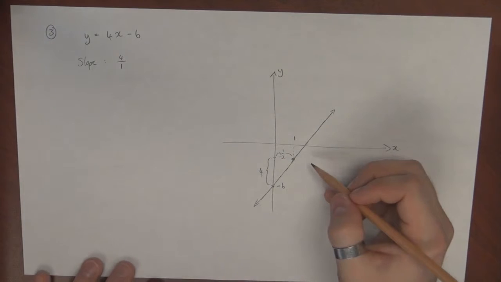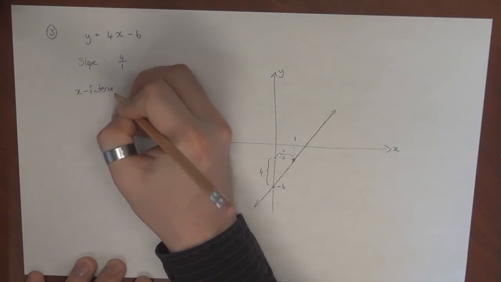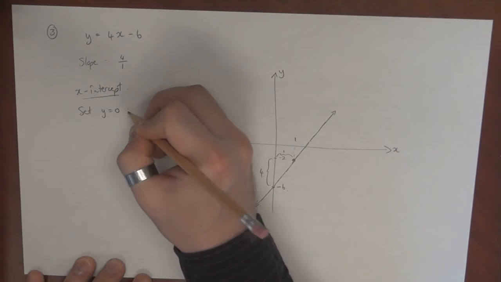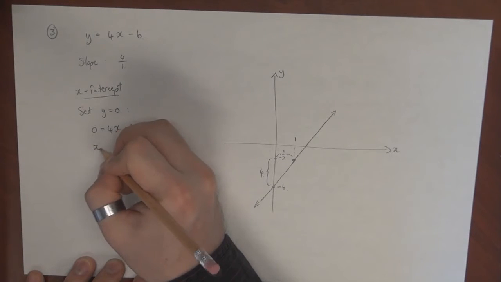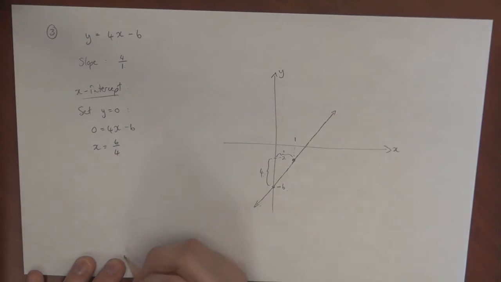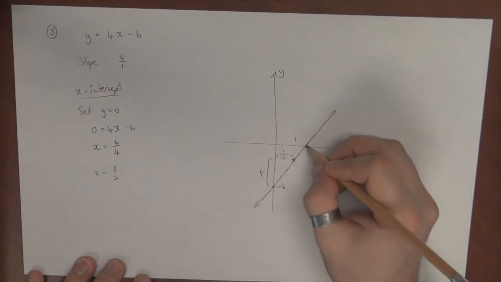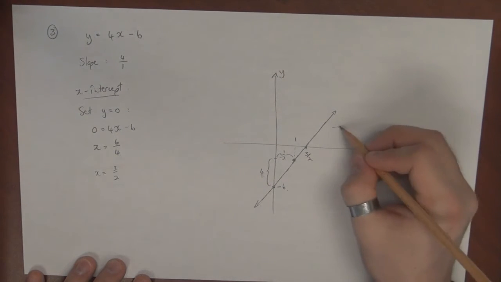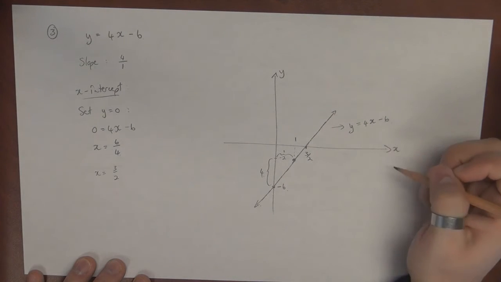And now you can calculate the x-intercept. So let's say here, x-intercept. I set y equal to 0. So I get 0 equals 4x minus 6. So x equals 6 over 4. Or you can simplify that fraction to 3 over 2 or 1.5 or whatever you want, and that sits right there. And there is the line corresponding to the equation y equals 4x minus 6.